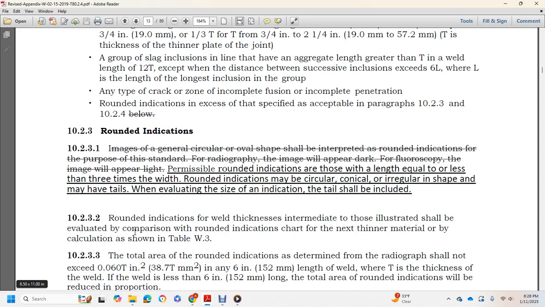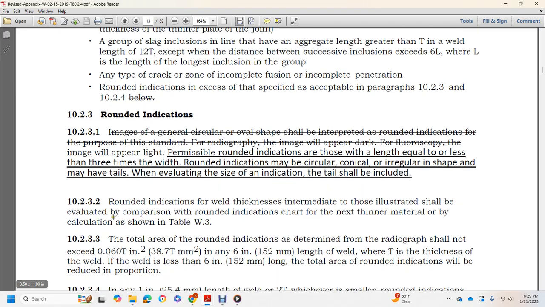Images that are generally circular or oval in shape shall be interpreted as round indications for the purposes of this standard for the radiograph. The image will appear dark; the fluoroscopy image will appear light. Permissible round indications are those with a length equal to or less than 3 times the width. Round indications may be circular, conical, elliptical, or irregular in shape, and may have tails. When evaluating the size of the indication, the tail shall be included.